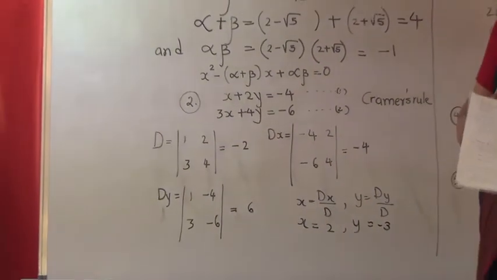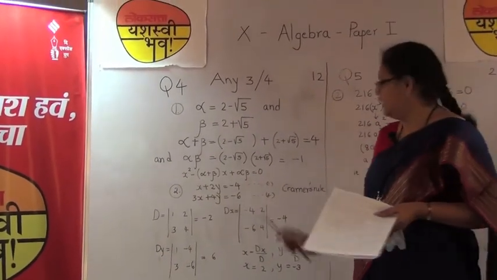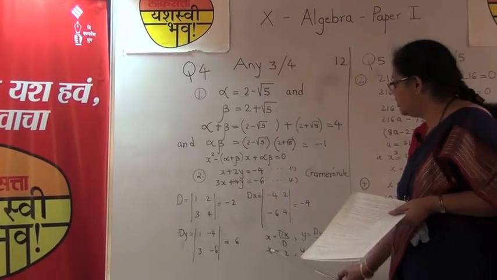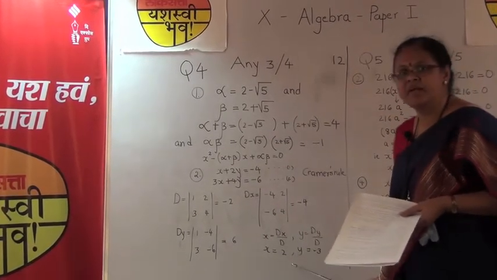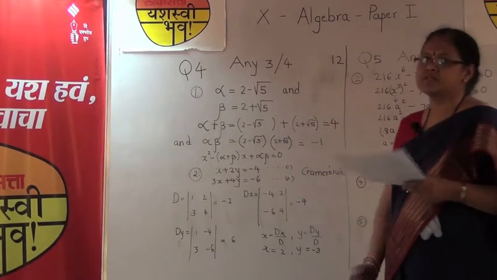Here I would like to tell you specifically, when you solve the sum by any method for finding out the values of the 2 variables, your final answer should include the 2 values written separately, alphabetically, that is x is equal to 2 and y is equal to minus 3.